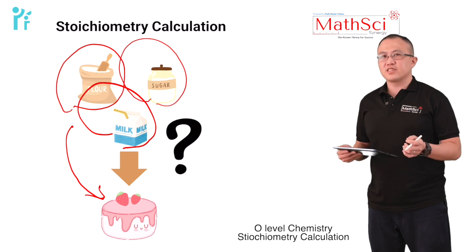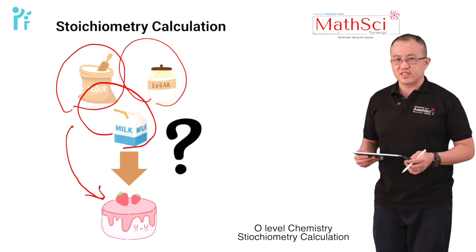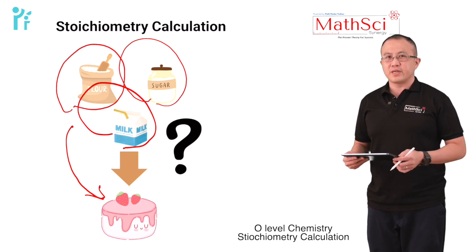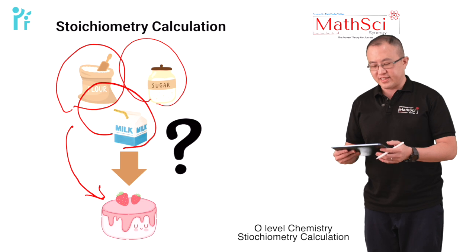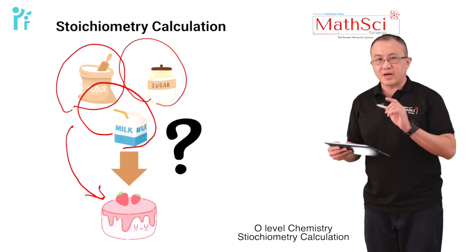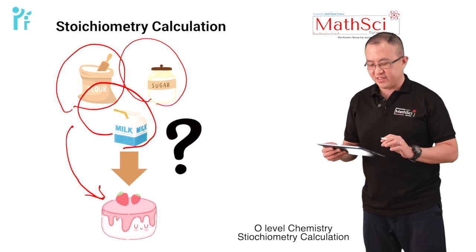So the question is, what exactly is the correct proportion? So this is always the thing that baker will have to do many trial and error to figure out what exactly is the right amount. But in today's lesson, we're going to talk about what is the right amount for your chemistry equation.